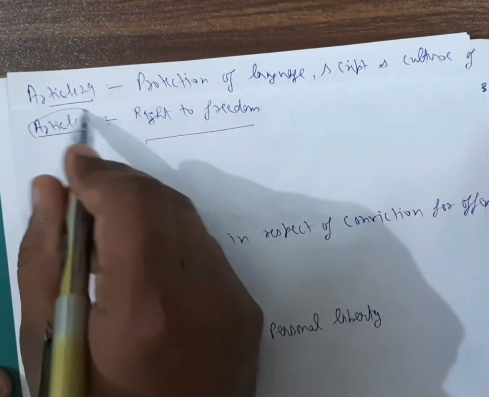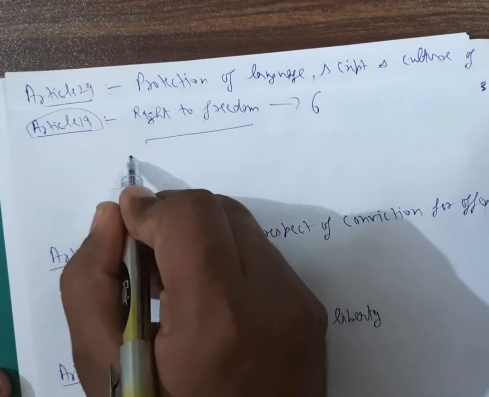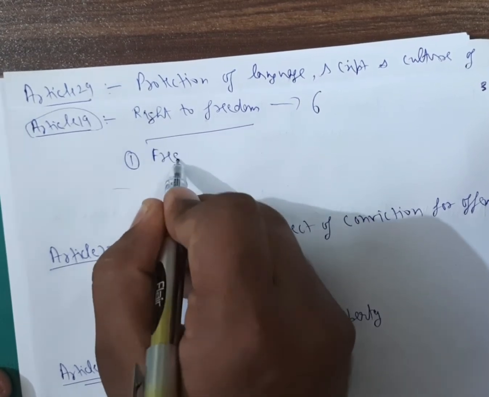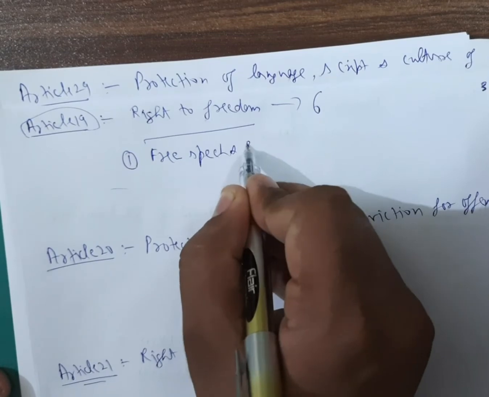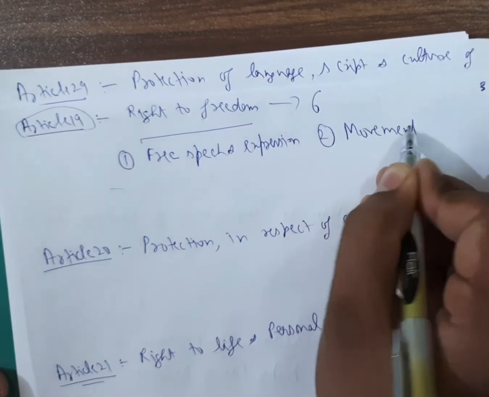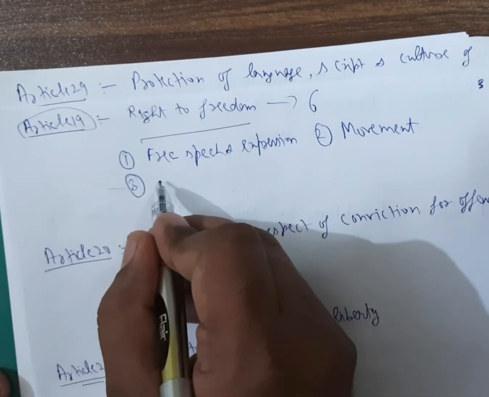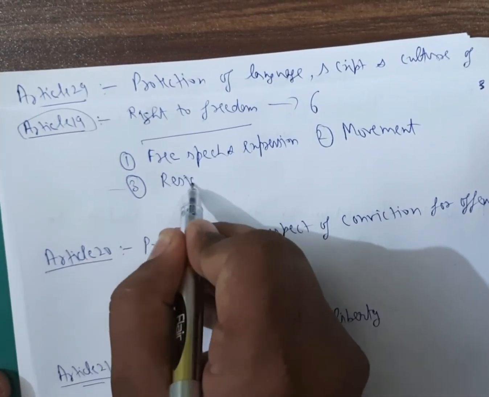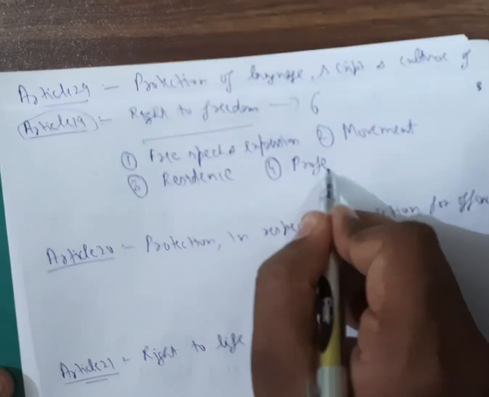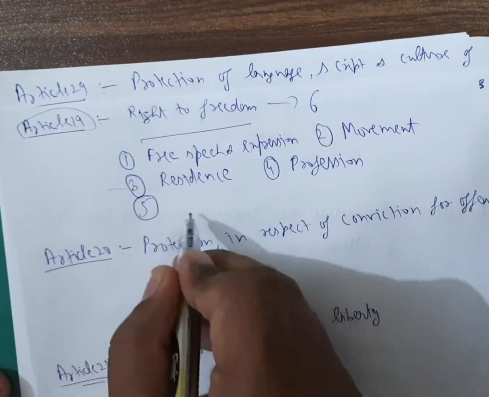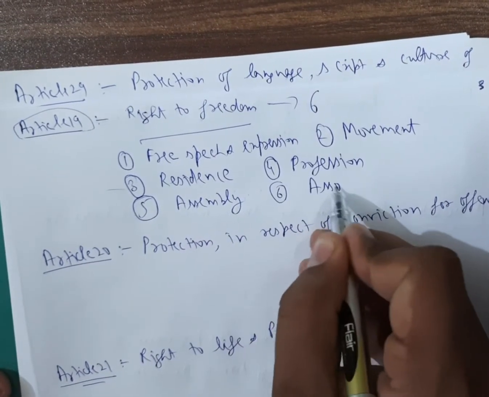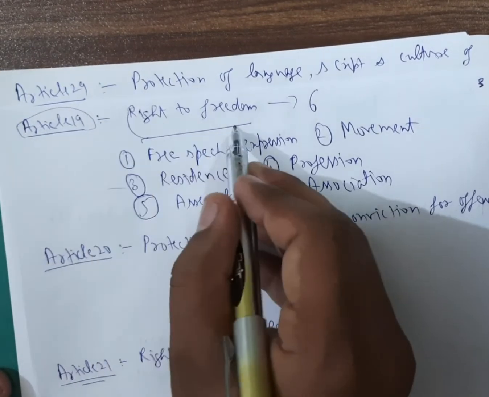Article 19 gives six types of freedom. Number one, freedom of free speech and expression. Then he can move to any part of the country without any restriction, and he can have residence in any part of the country, as well as he can have any profession of his liking, and then he can form any assembly or any association. These are all protected by the right to freedom.